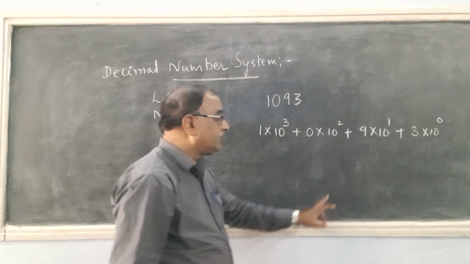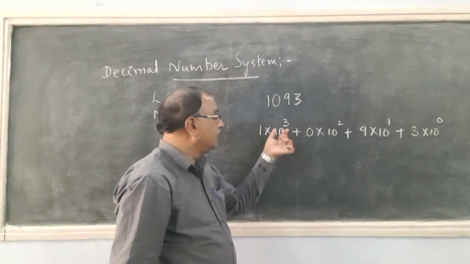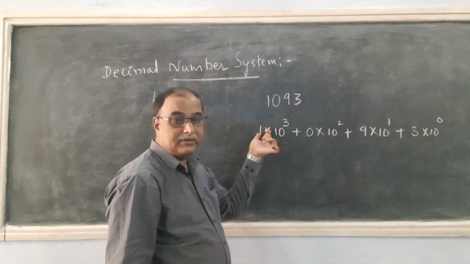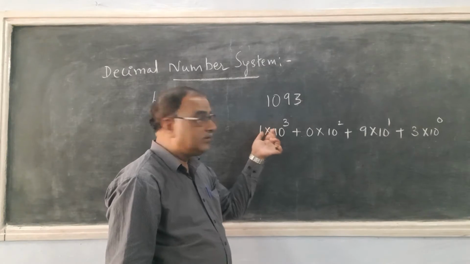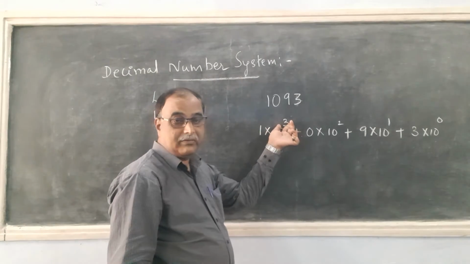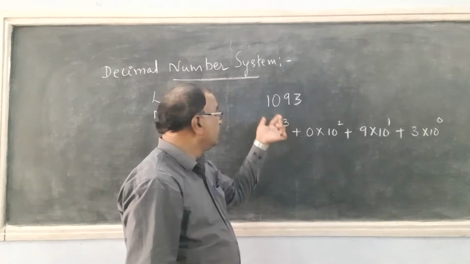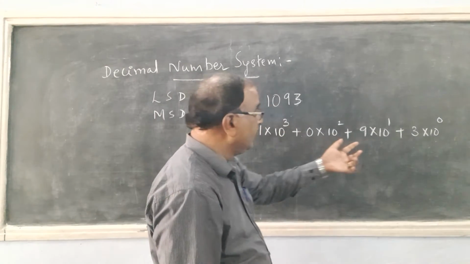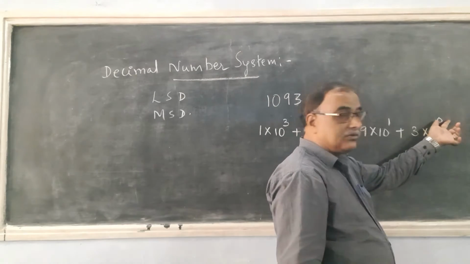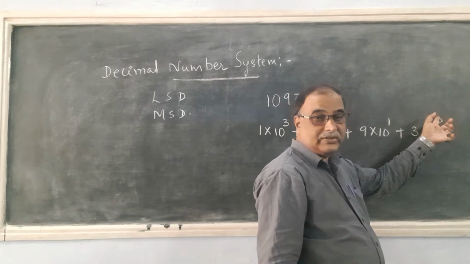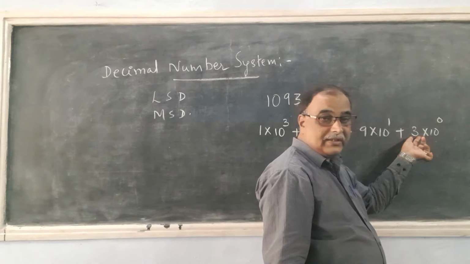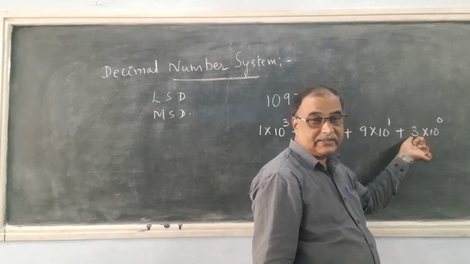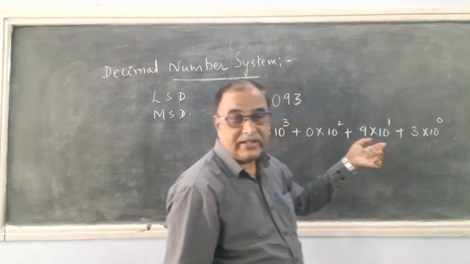Now in this case, 10 to the power 3 has the maximum value. So the multiplier corresponding to this maximum power of 10 is called the most significant digit, right? Similarly, 10 to the power 0 has the lowest value. So the number 3 is called the least significant digit. So this is in the case of any whole number.